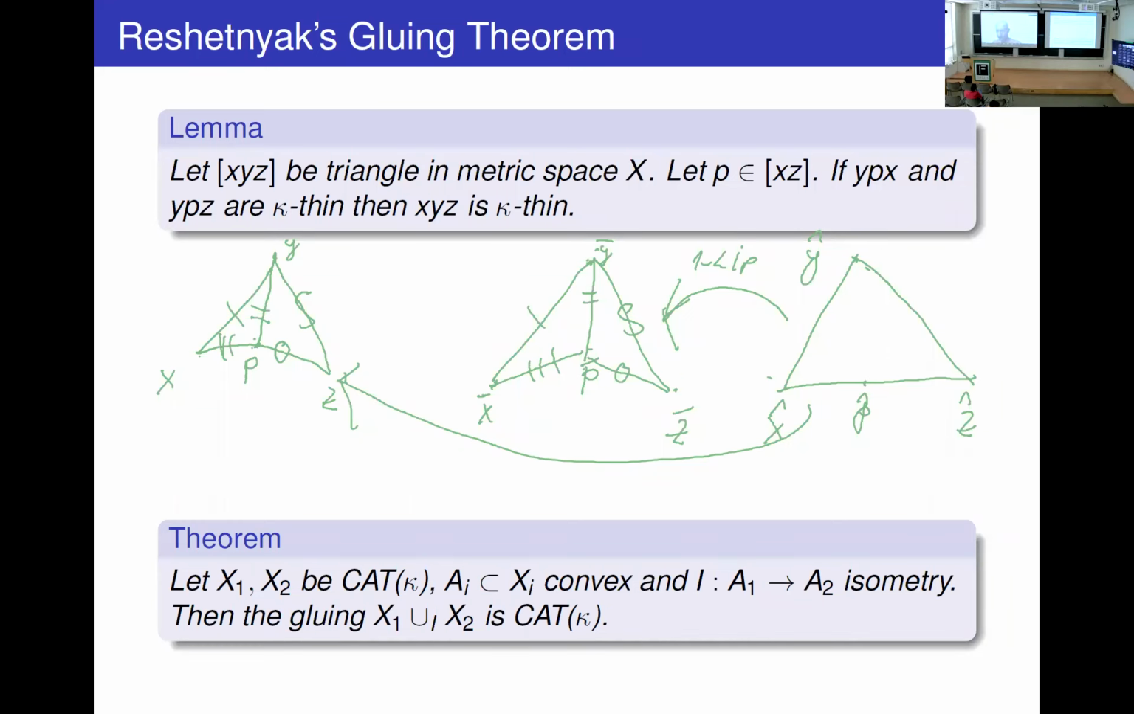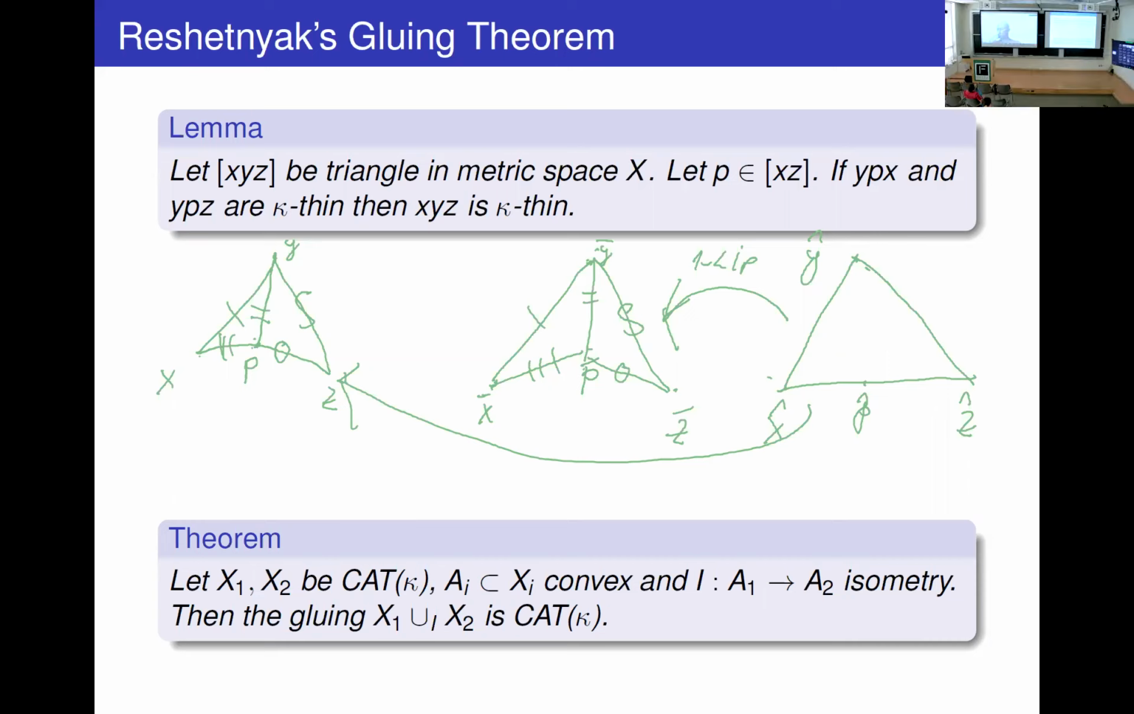Sorry, I have a question. Is kappa here positive, or is there any restriction? No, there's no difference. It works equally for all kappas. The only difference is that there are three kappas: 0, 1, minus 1. For 0 and minus 1, it works completely the same. For kappa equal to 1, the same works unless your triangles are too large. In the sphere, triangles of perimeter larger than 2 pi do not exist. This is a technical problem, so you should take care. But otherwise, it works equally for all kappas.